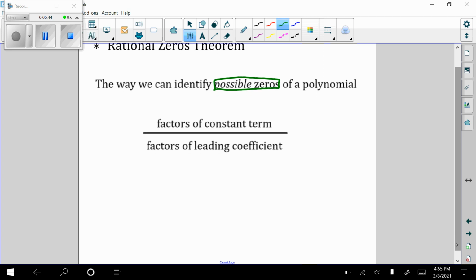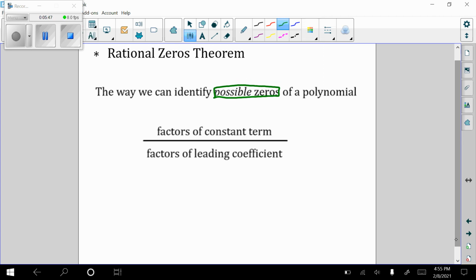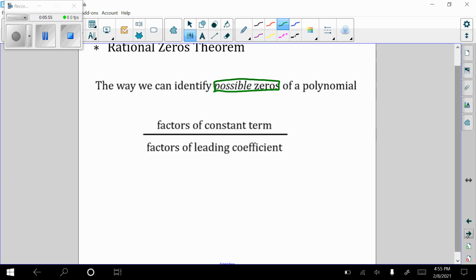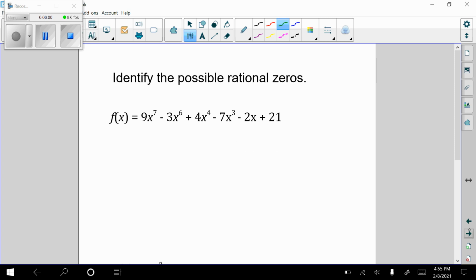So in order to get my rational zeros list, possible rational zeros, I take the factors of the constant over the factors of the leading coefficient. It's not a difficult task, but sometimes it produces a rather large list of possible zeros. All right, so I'm going to take my factors of the constant, which is 21, over the factors of 9.